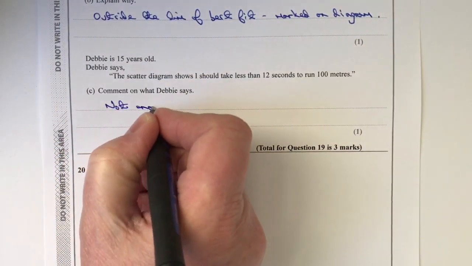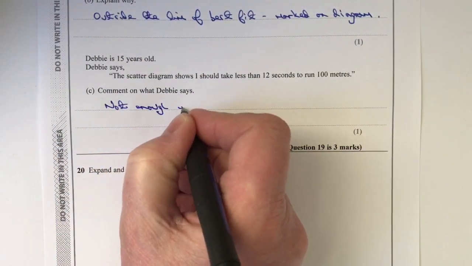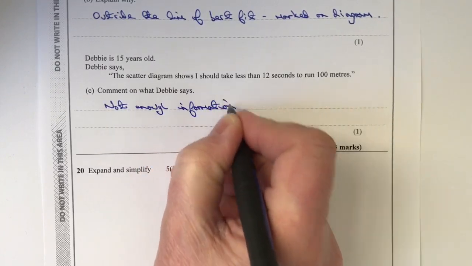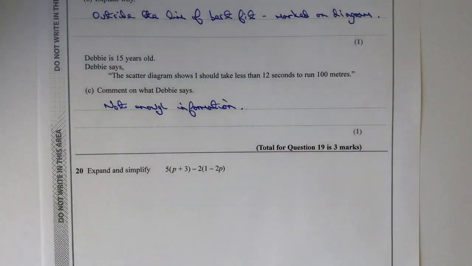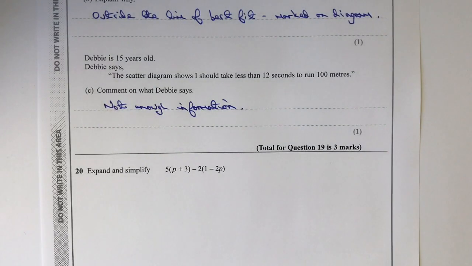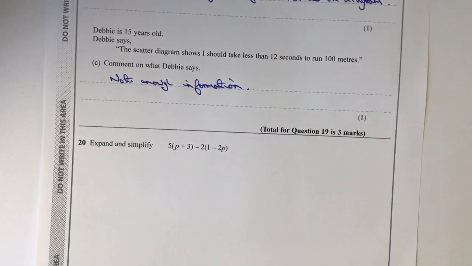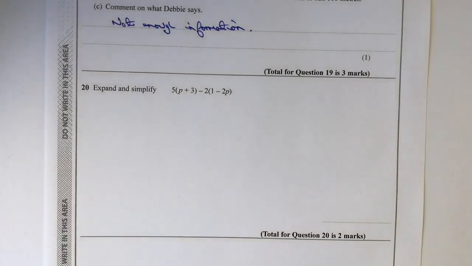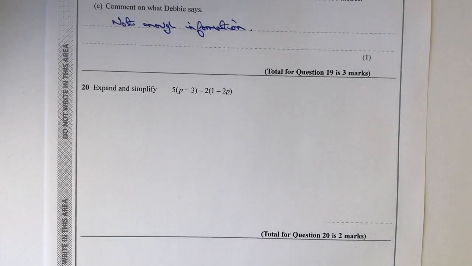You could write a fuller sentence than I have, but it's sufficient to say that there's just not enough information to say that. Sometimes this type of question does come up, so just write a line like that and that would be perfectly fine. Okay, expand and simplify. So we've got to expand and simplify this particular expression.